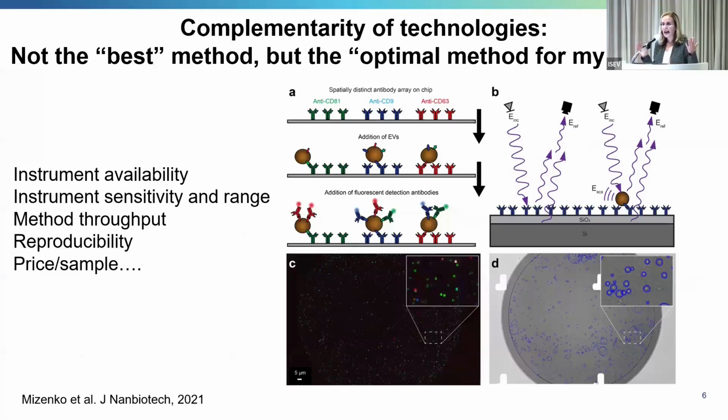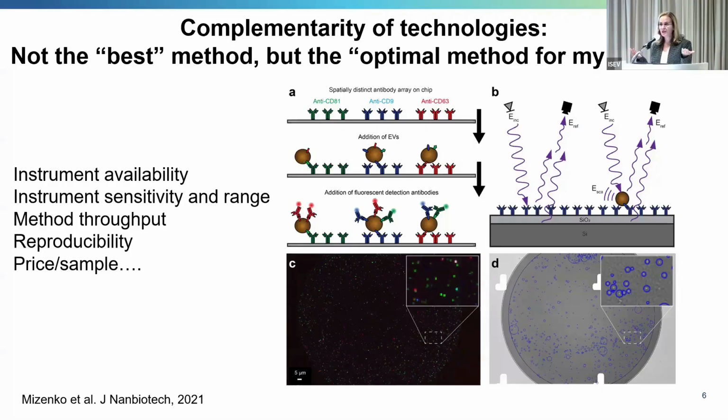Okay. And here is the very important lesson that I learned. There is no best method. There is the optimal method for what I'm trying to answer, right? So this is a NanoView image, a beautiful image from Randy Carney's lab. And NanoView can isolate EVs. We can see if markers are there or not. It can measure size by interferometry. But it's much faster than what we are doing with our imaging, right?